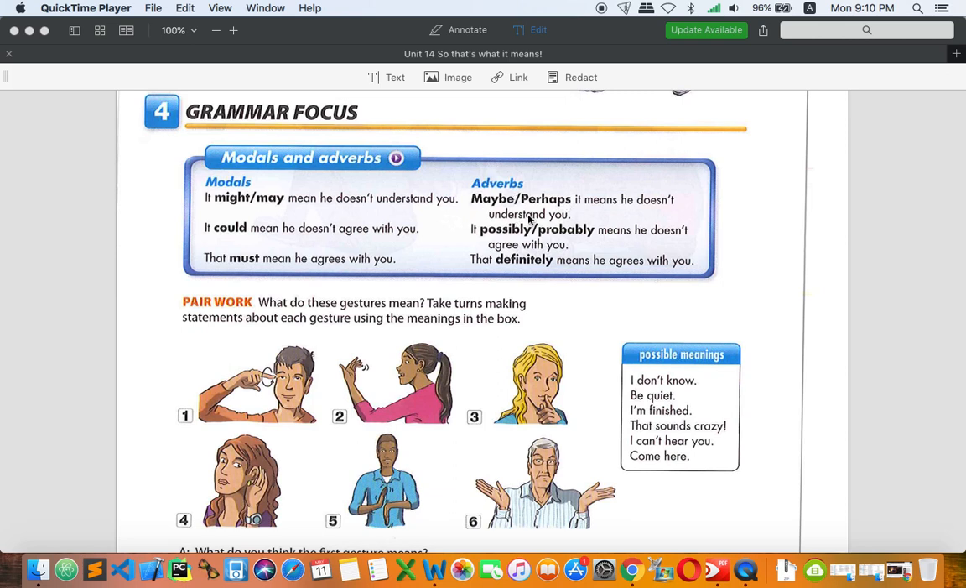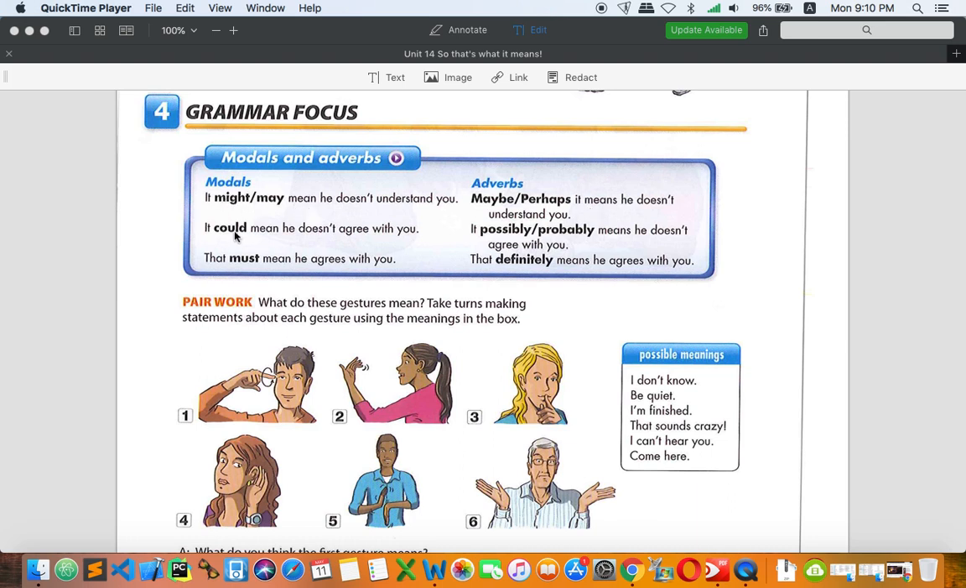Why? Because they are just adverbs. It will not affect the subject-verb agreement. So "it means," you have to add s because the subject is it. So instead of using might or may, you can use maybe or perhaps. But remember, the subject and verb have to agree with each other. But for modals, you don't have to.